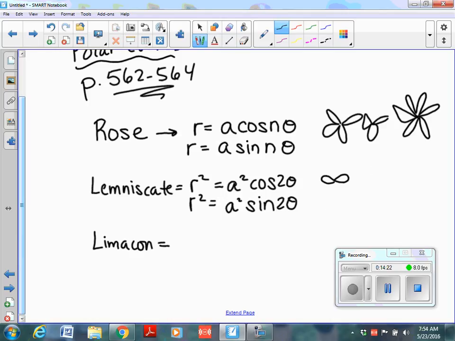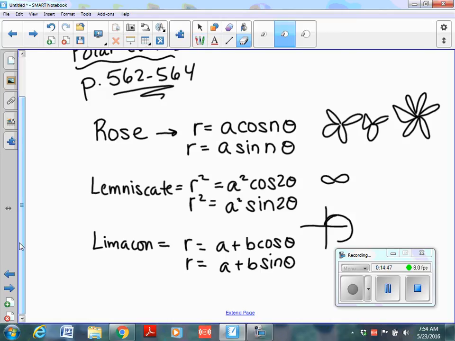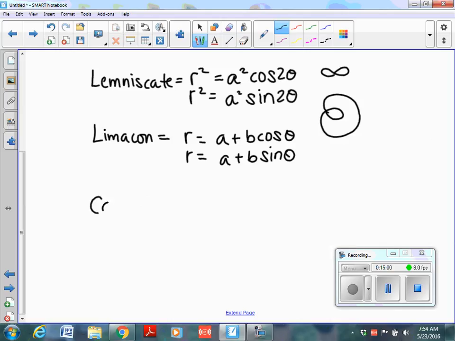So, okay, the next one was a limaçon. And the formula was r equals a plus b cosine of theta, and r equals a plus b sine of theta. And a limaçon looks like a fat heart with a loop in it. So it looks something like that.